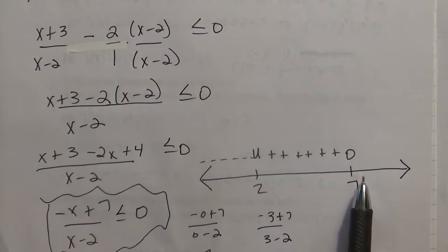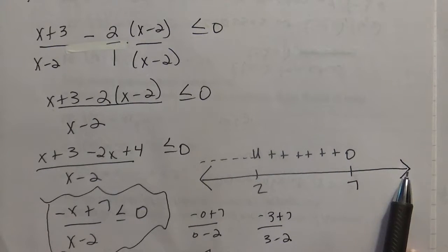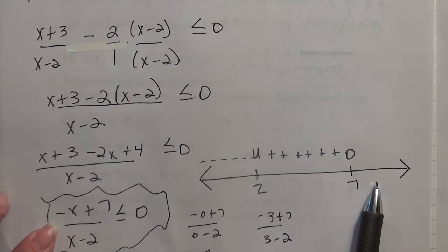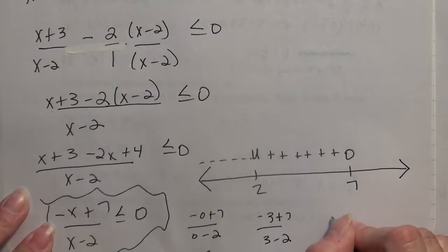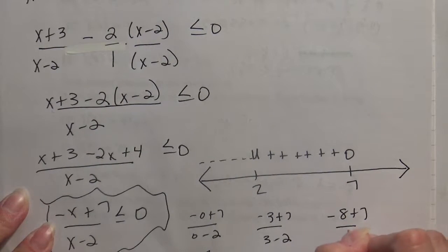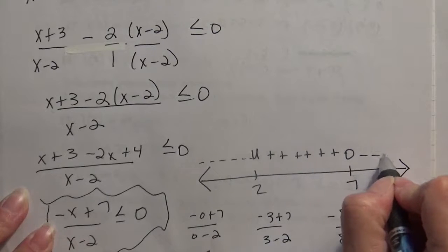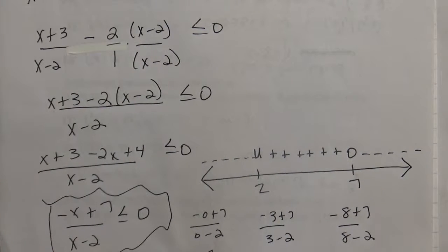In this interval, choose anything you want from this last interval. I'm going to choose 8, and I'm going to put 8 into my function for x. So that gives me negative 8 plus 7 over 8 minus 2. So that's negative 1 over 6. Again, I've got negative values, so these are all negatives. So that gives me all my test points.